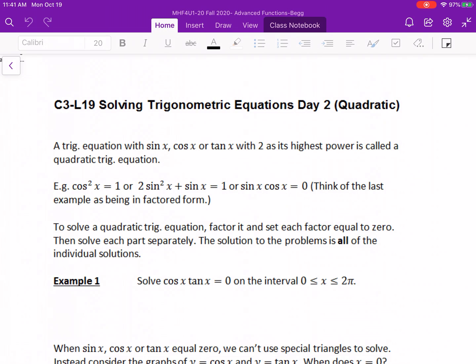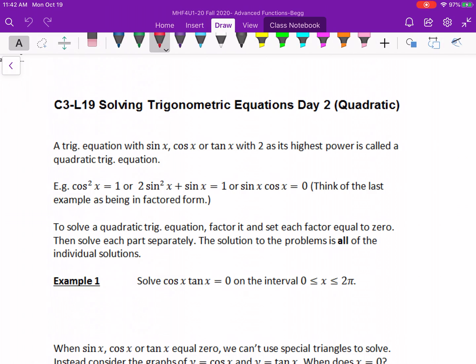As we saw in the last lesson, we can solve trigonometric equations. Now, the first part of lesson 19 involved solving what we call linear trig equations, and this part is going to look at quadratic trig equations. So, a trig equation with 2 as its highest power would be considered quadratic.